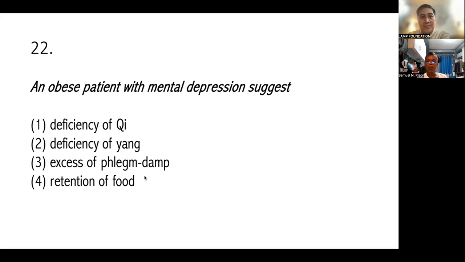So, with an obese patient, is that phlegm? Definitely, Doc, yes. Okay. Damp phlegm. Very good.